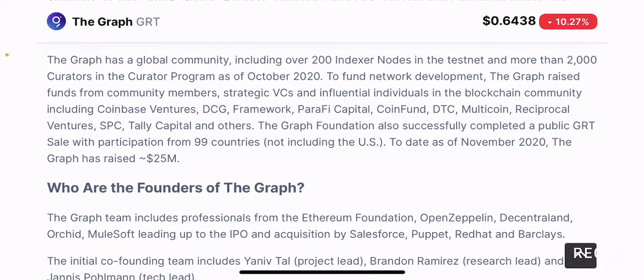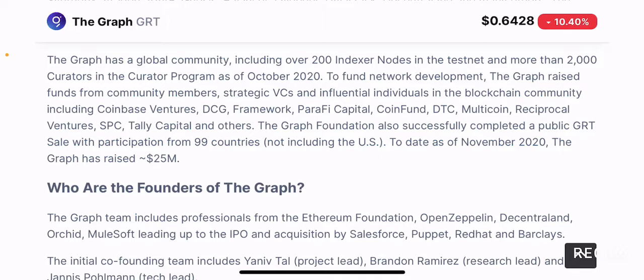The graph has a global community, including over 200 indexer nodes in the testnet and more than 2,000 curators in the curator program as of October 2020. To fund network development, the graph raised funds from community members, strategic venture capitals, and influential individuals in the blockchain community, including Coinbase Ventures, DCG Framework, Para5 Capital, Coin Fund, DTC, Multicoin, Reciprocal Ventures, and so on and so forth.